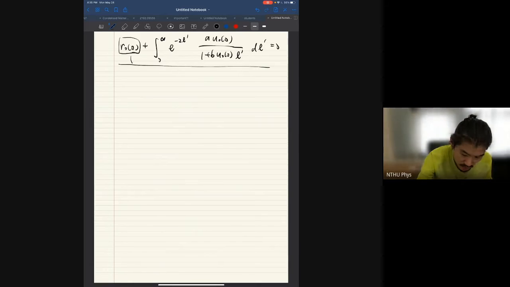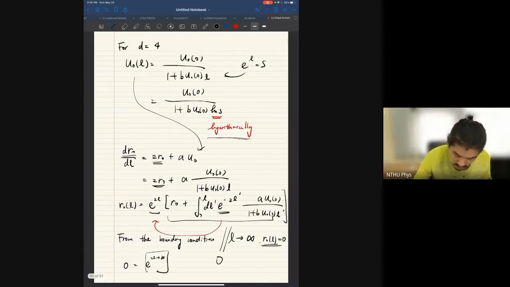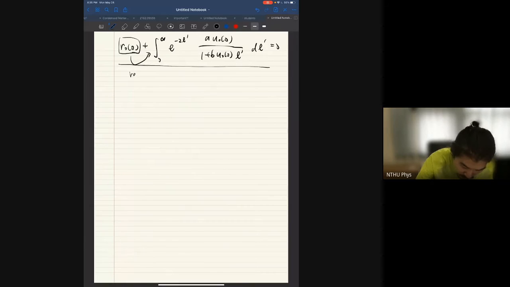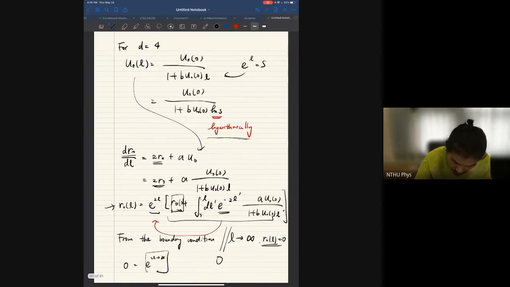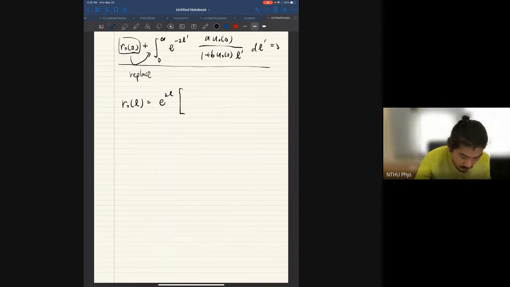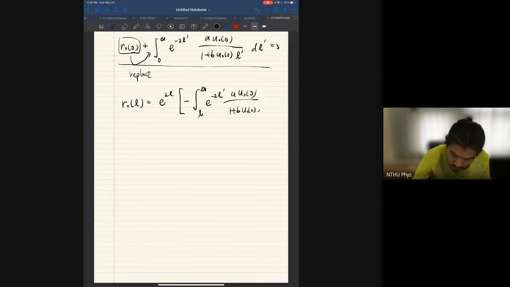So we can insert this with the minus term in here into this equation, right? So this is the integral. So we can replace this R naught 0 into this equation. So it will be R naught L equals e^2L times the integral here. From 0 to L will become L to infinity, because this has a minus sign. So we have a minus sign, L to infinity, exponential minus 2L prime, A mu naught 0 1 plus B mu naught 0 L prime, dL prime. So we have this kind of expression to solve.